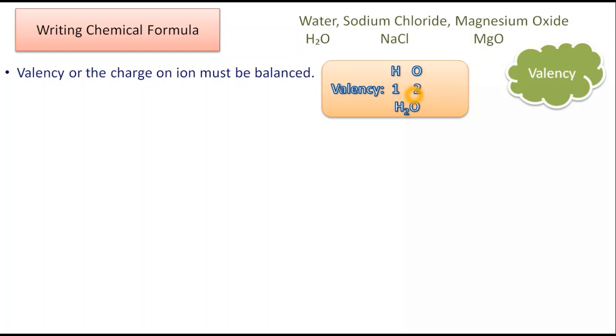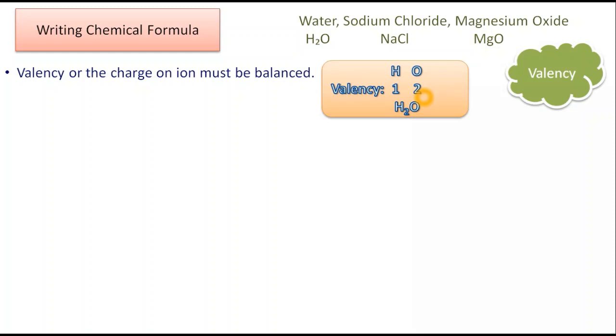Now see how we'll give the correct formula of this compound. The valency of hydrogen is 1 and the valency of oxygen is 2. That means we need to balance this valency of 2 of the oxygen atom, right? So we need to have 2 atoms of hydrogen so that this 2 of oxygen will get balanced. So basically we need 2 atoms of hydrogen.